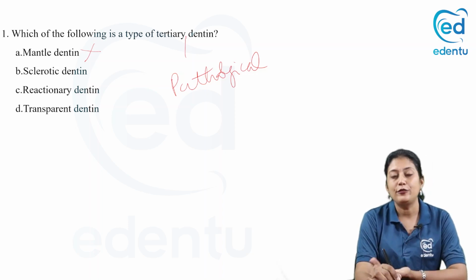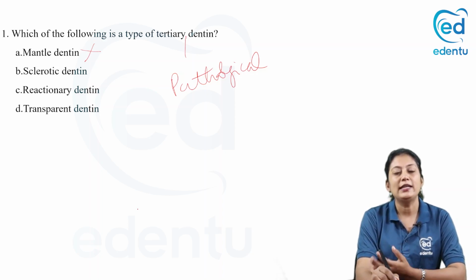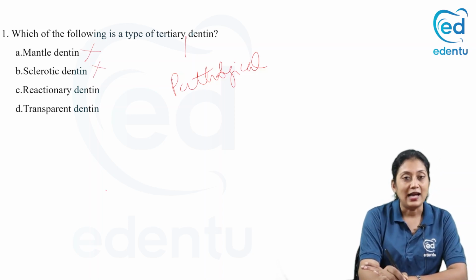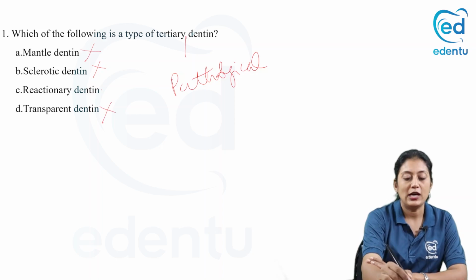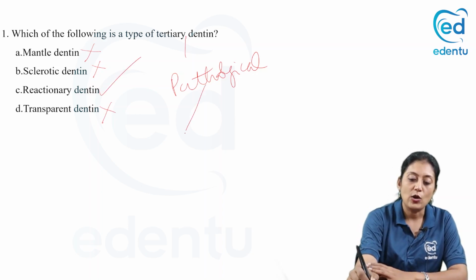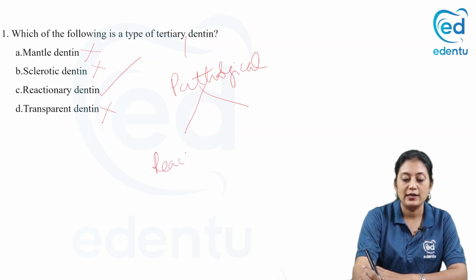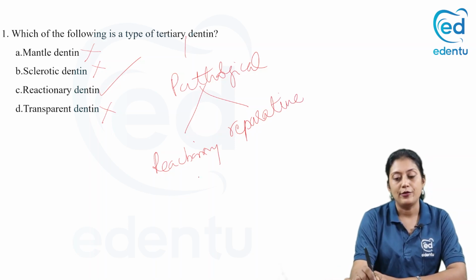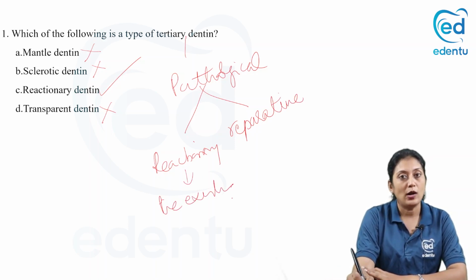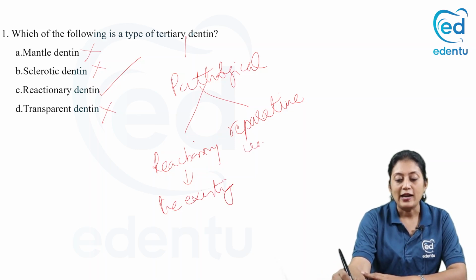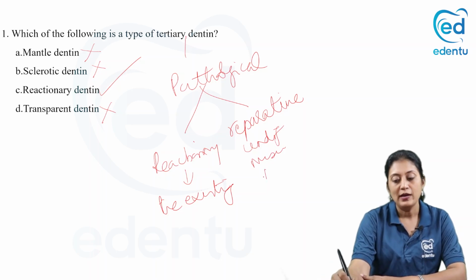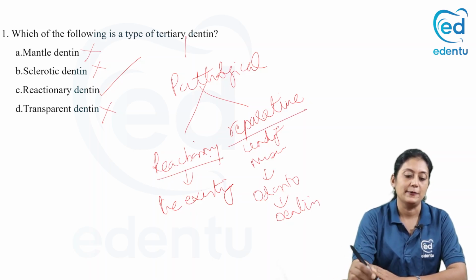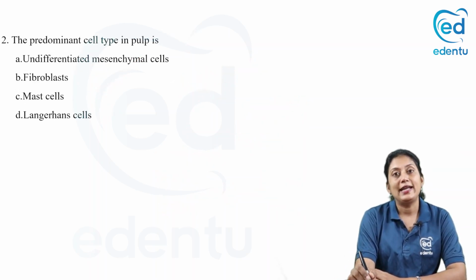Sclerotic dentin is a totally different type of dentin, in which dense minerals are deposited within the dentin tubules. That is also not the option. The other name for sclerotic dentin is transparent dentin. So the option left is reactionary dentin. There are two types of tertiary dentin, reactionary dentin and reparative dentin. If the dentin is formed from a pre-existing odontoblast, then you call that a reactionary dentin, whereas if the undifferentiated mesenchymal cells of the pulp differentiate to odontoblasts and form dentin, then that is called a reparative dentin.